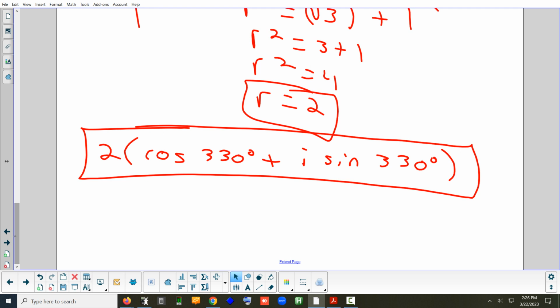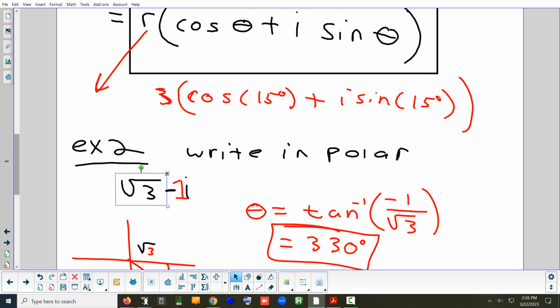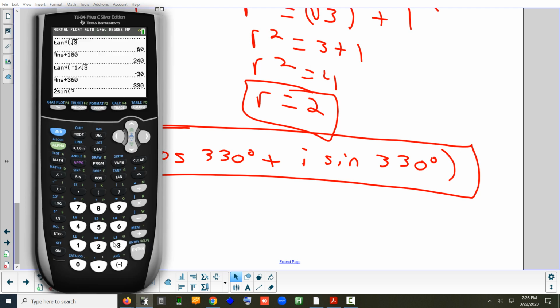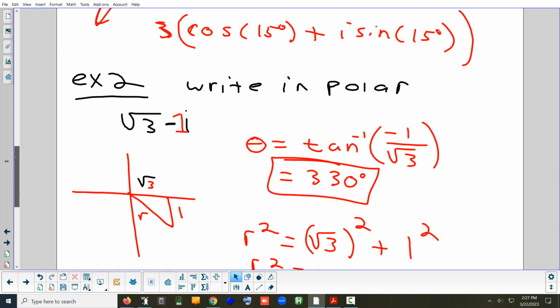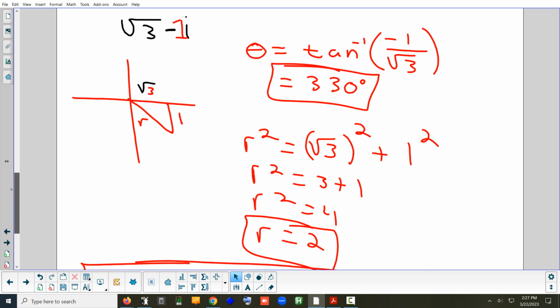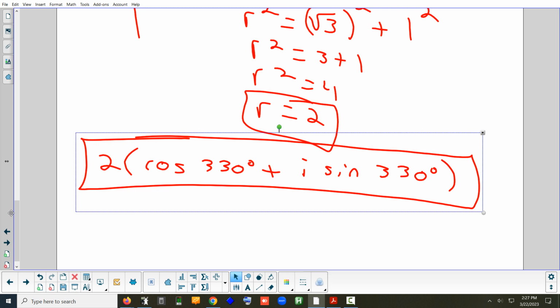Okay. As I said before, if you take this 2 and you distribute it to cosine 330, you're going to get square root of 3. If you take the 2, well, let's just try it. Take the 2 and distribute it to the sine of 330. Watch what you get. 2 sine 330. I got -1. -1. That's what I started with. So if you distribute it out, you're going to change the answer back to what you started with. So that's why we stop right there. Okay. Any questions on that?